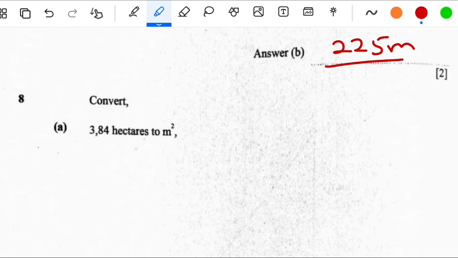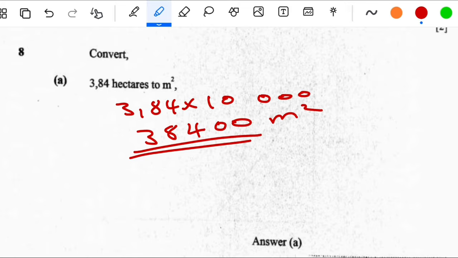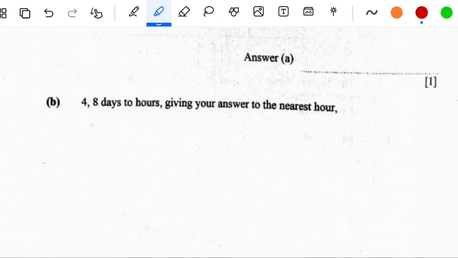Number 8, convert 3.84 hectares to square meters. So you've got 3.84 times 10,000. Okay, then this is going to give me 38,400 square meters as my answer. Then B, we are converting 4.8 days to hours. This is the same as 4.8 times 24.